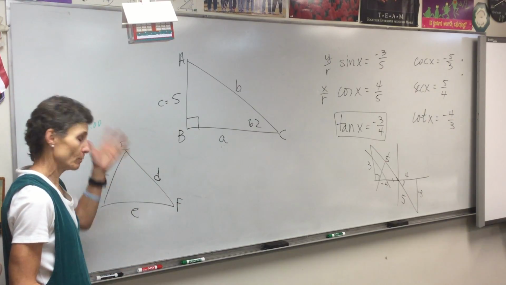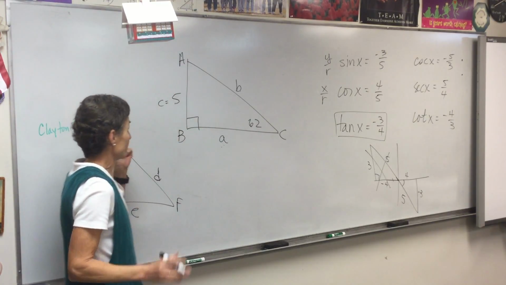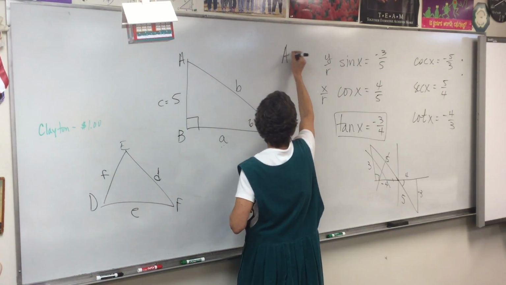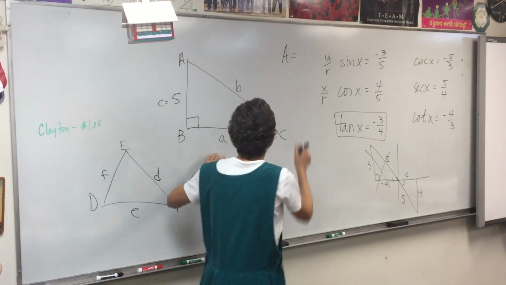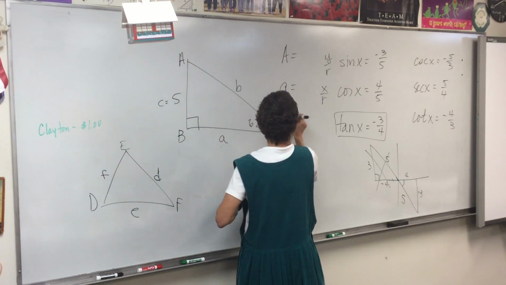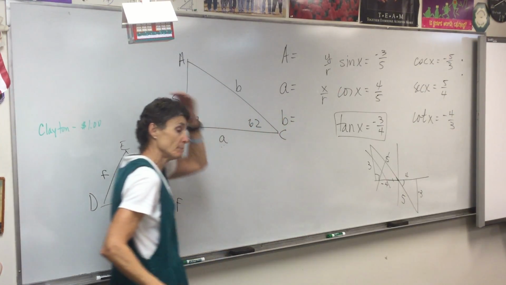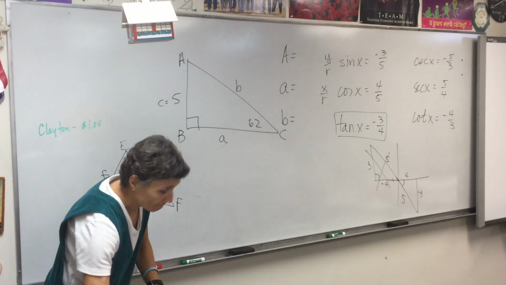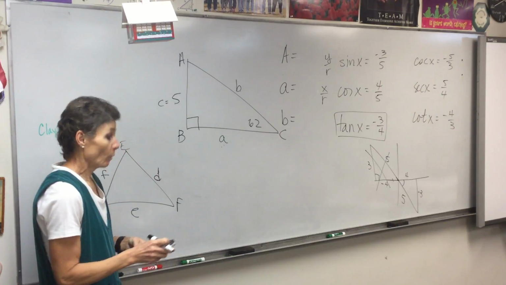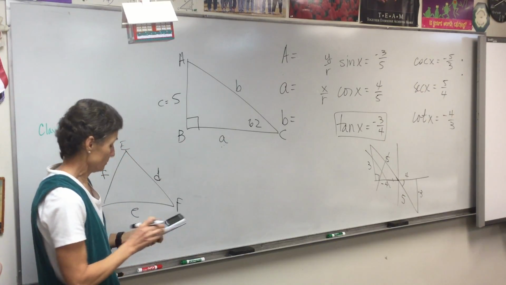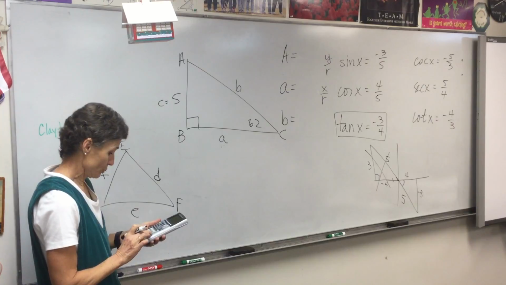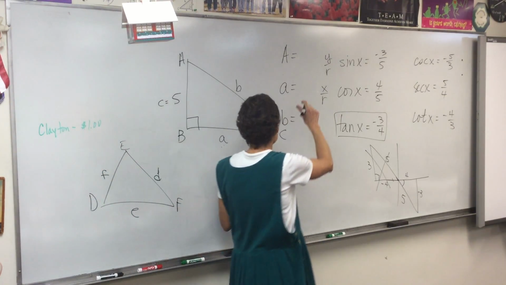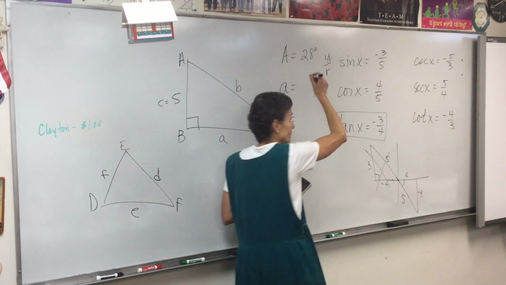Got it? Okay. Now, we need to figure out stuff here. So what do we need to find? We need to find angle A, that's missing. We need to find side A and side B. Those are the missing pieces. Can you find any of those right now? Angle A. What do we know about the angles of a triangle? They add up to 180. So angle A must be 28 degrees. Would you agree with that?